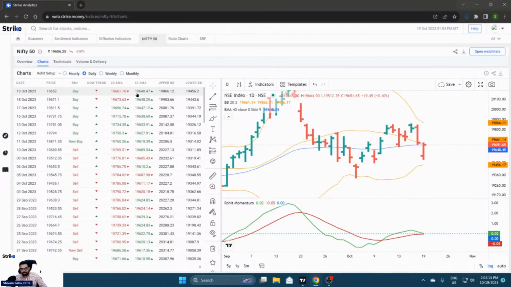The levels are 19648 and 19661. So again, if it is able to hold these averages on closing basis, it would keep us on our foot in terms of whether the trend is, but that is how it is.